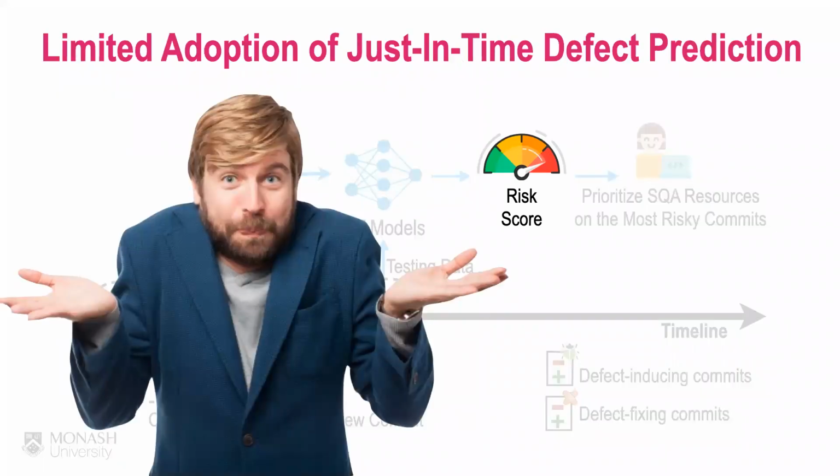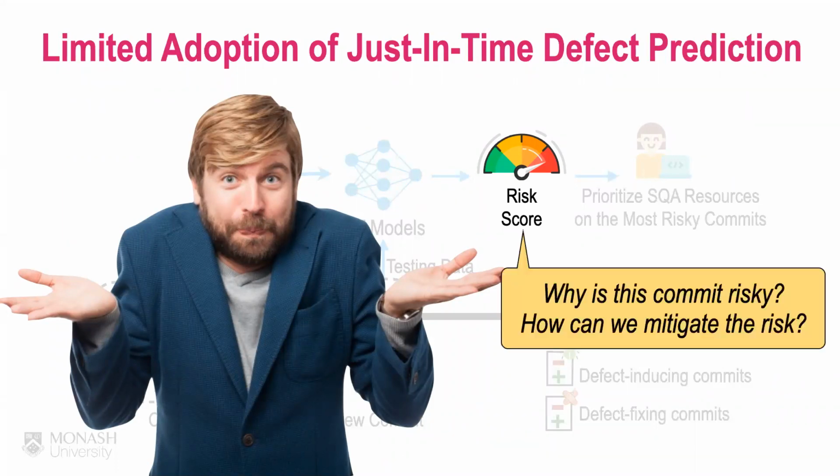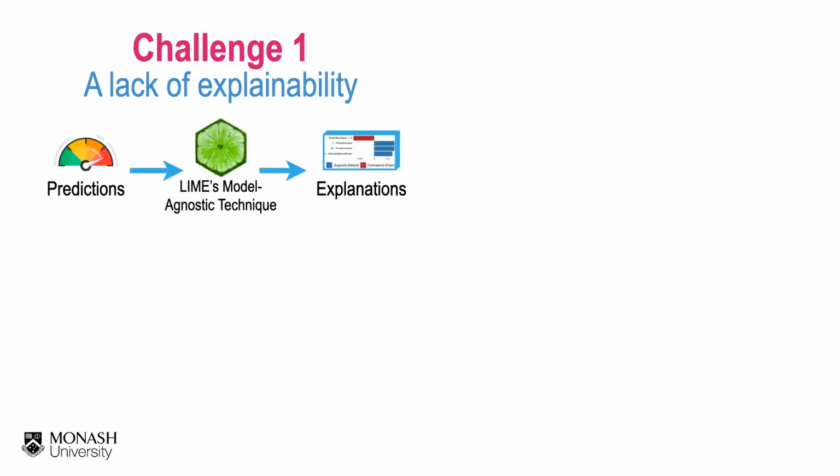So SQA resources are prioritized effectively. However, such models still have limited adoption. When we talk to practitioners, they often ask questions like, why is this commit risky? And how can we mitigate the risk? These are the two important questions that have not been well explored. In particular, there exist two main challenges. First is a lack of explainability of the predictions of just-in-time defect prediction models.